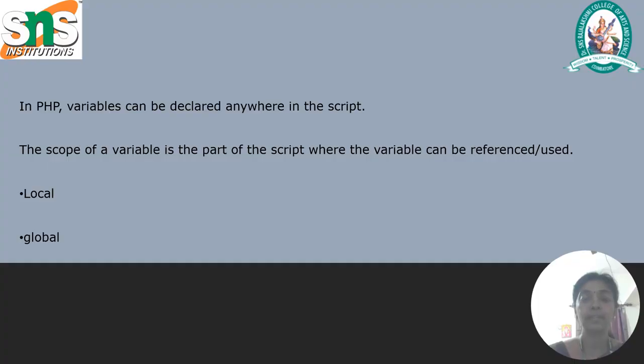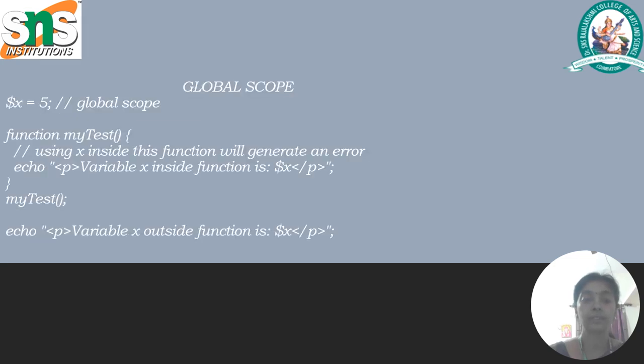In PHP, variables can be declared anywhere in the script. The scope of a variable is the part of the script where the variable can be referenced or used. Here, two types of scopes are local and global. First one is global scope.